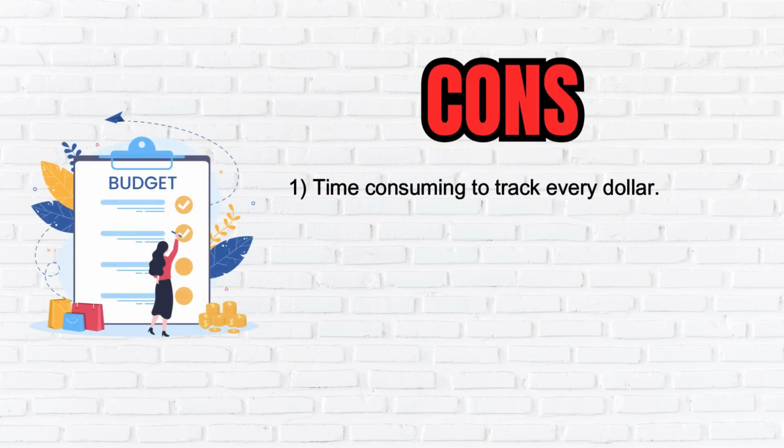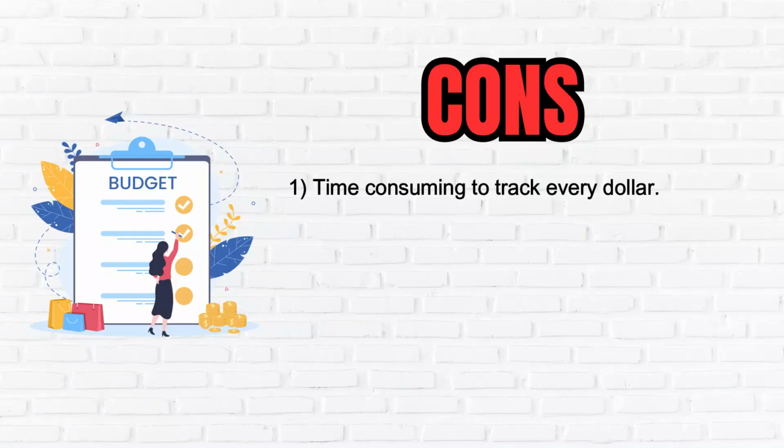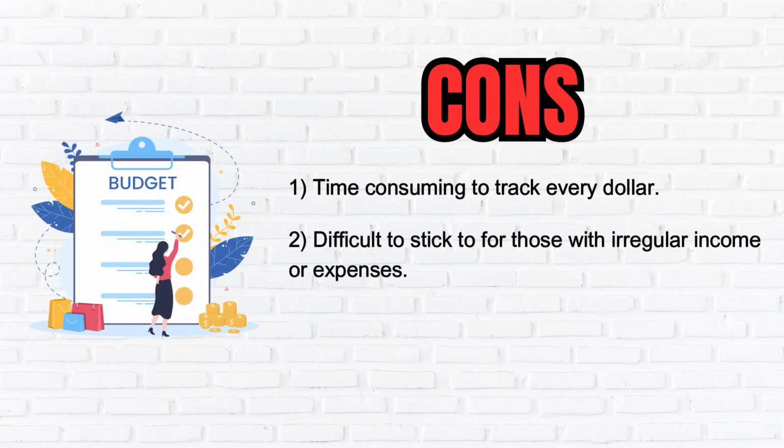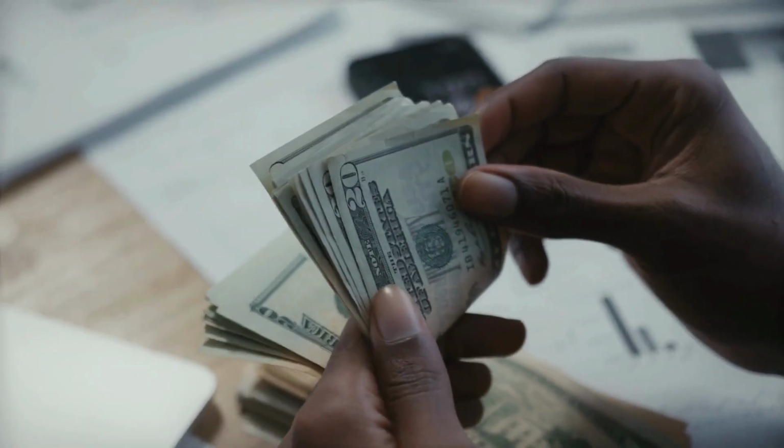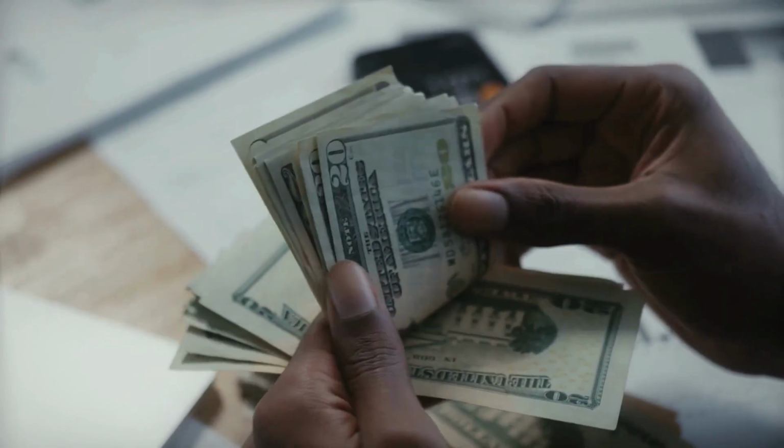Now let's switch to the cons of zero-based budgeting. While there are many advantages to using this budgeting method, there are also some challenges that we should be aware of. First, it can be time-consuming to track every single expense and ensure that it is accounted for in our budgets. This is especially true, and I understand, with inflation and rising consumer costs. Second, it can be difficult to stick to a zero-based budget if you have irregular income or expenses. This is because a zero-based budget works best when we know exactly how much money we have to work with. Without this information, obviously it becomes much easier to overspend or underspend in certain categories.